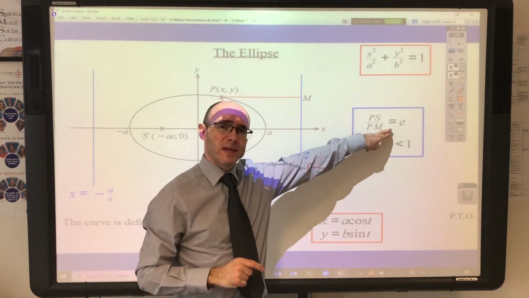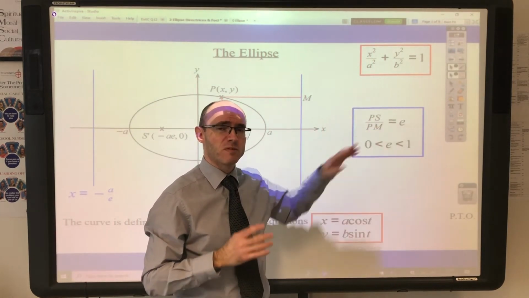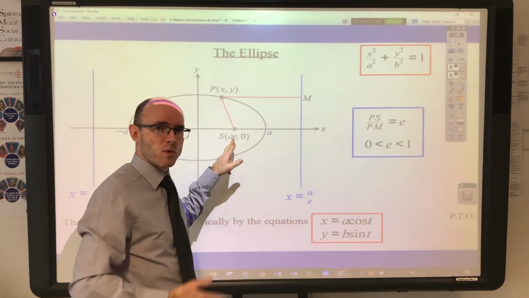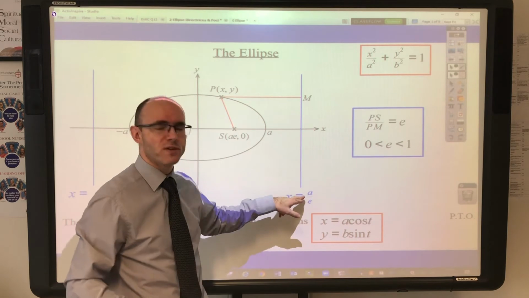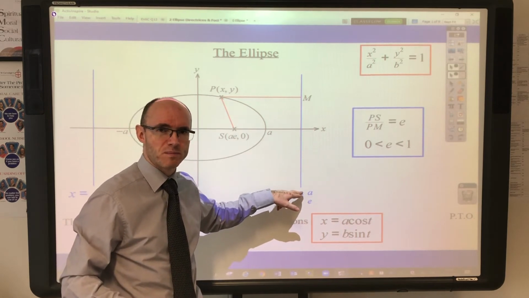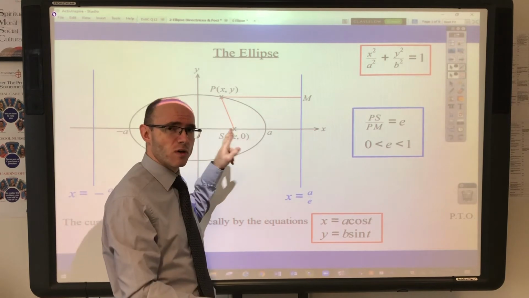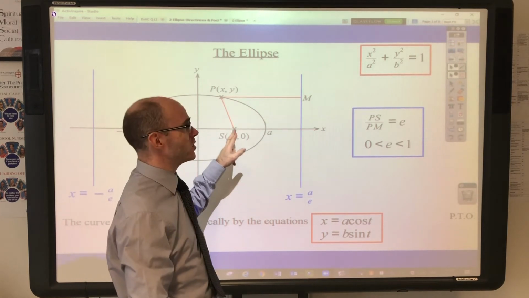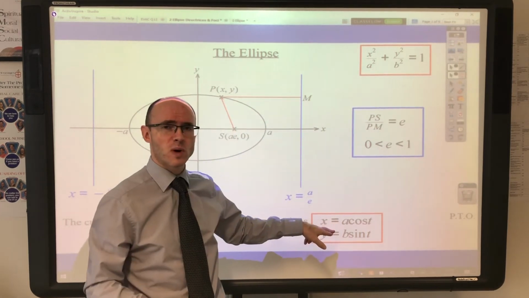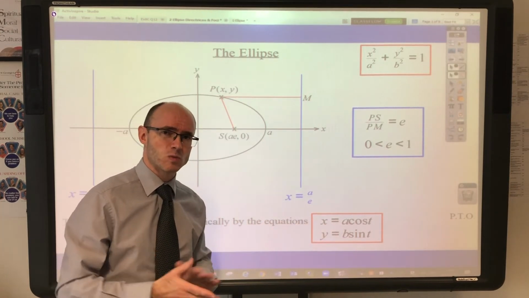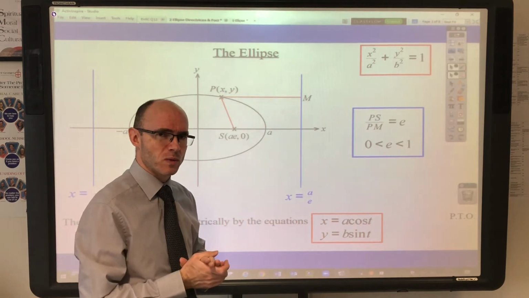So sometimes we calculate a value of E, and if we know the value of E, then that informs us what the focus point is, and it also informs us what the directrix equation is as well. Or the other way around, if you're given the coordinates of the focus points and you're given the Cartesian or parametric equations, you can use those to work out what the value of E is as well. All these things you need to know, by the way.